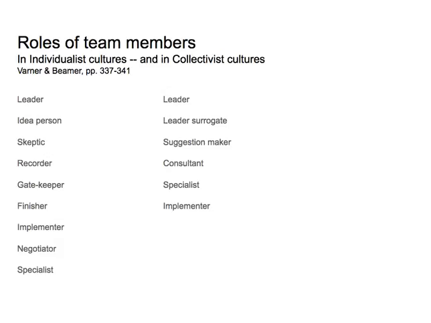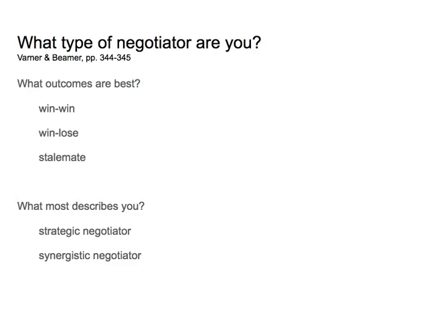To be a finisher, an implementer, a negotiator, what is the special role that you bring to the team? Whereas in collectivist culture, also suggestion, consultant, implementer. Let's keep going. What type of negotiator are you? What outcomes are best?